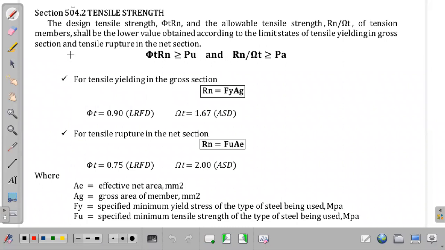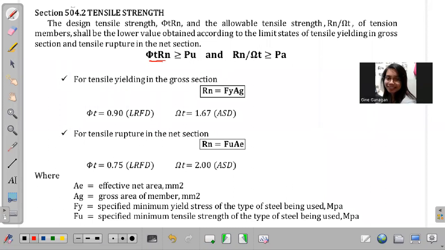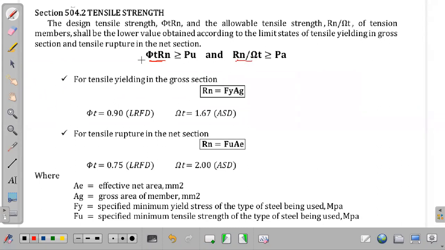Sabi sa code provision, the design strength, yan ay phi T times Rn. That is the design strength. And the allowable strength, yung allowable strength natin, that is Rn over omega T. Pagka design strength ang pinag-uusapan natin, ang ginagamit natin dyan is the LRFD. Pagka allowable naman, ang gagamitin natin dyan is yung ASD method.